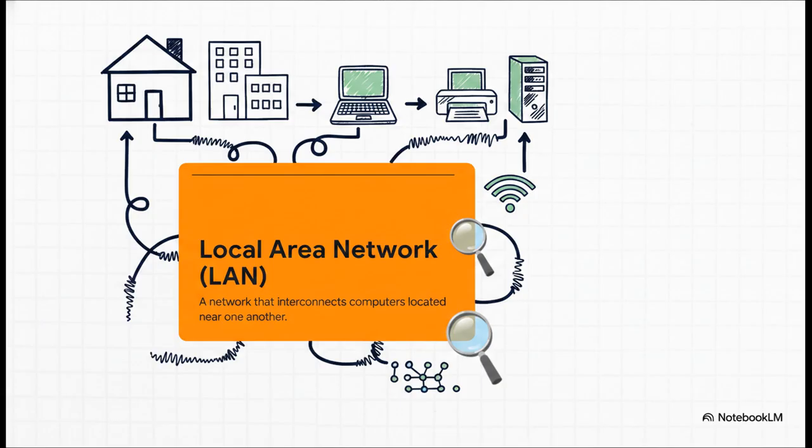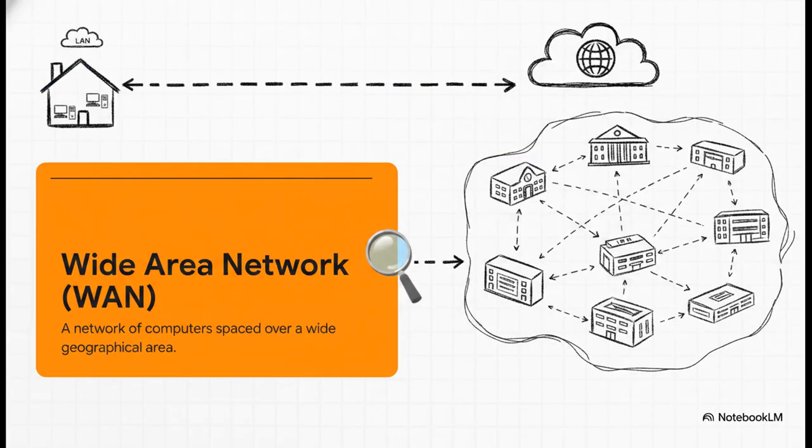Picture your home office setup. A LAN interconnects those computers that are located right near one another so they can share files or talk to a printer. It's just a localized web of communication. But what happens if we zoom out? Well, if we go beyond a single building, we get a wide area network, a WAN. This kind of network is spaced over a much wider geographical area. Think about a college connecting computers across multiple different campuses. So we're basically scaling up here, right? From a single room with a LAN to a massive campus with a WAN.